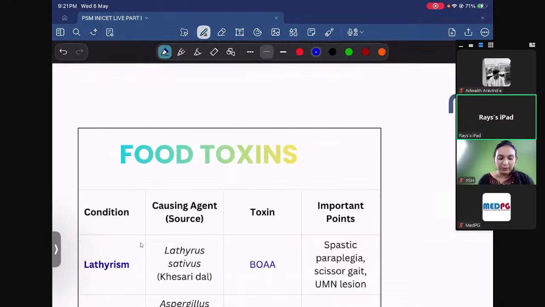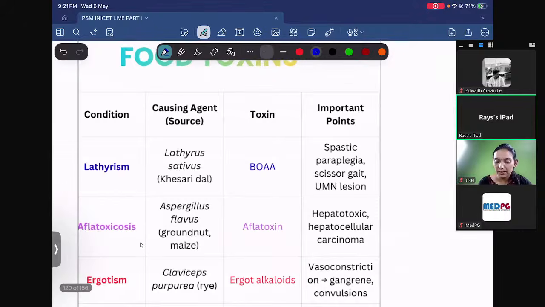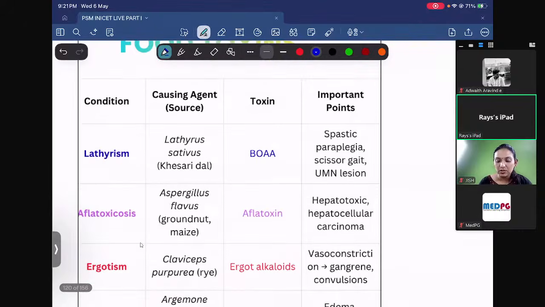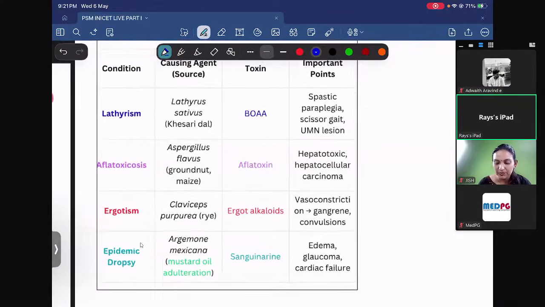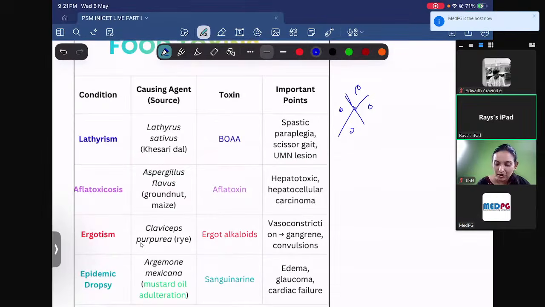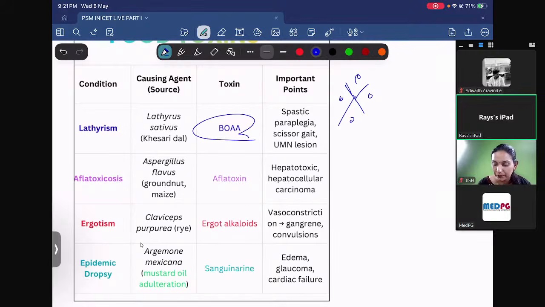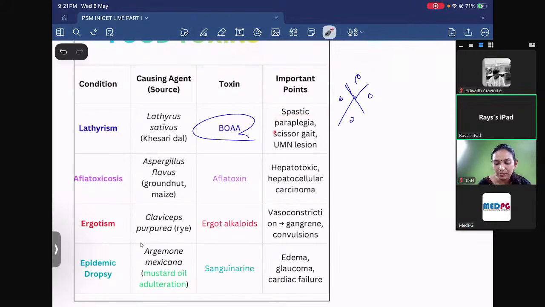Now this is a summary table of all the food toxins: the causative agent, the condition, the source of the adulterant, the toxin, and the important points. This is a very high-yielding table, very important. Please learn this table because you can get questions, and if you learn this, you won't miss that question. Lathyrism: the causative agent is kesari dal, scientific name Lathyrus, toxin BOAA. Patient comes with spastic paraplegia, scissoring gait is an important point, and UMN lesion.